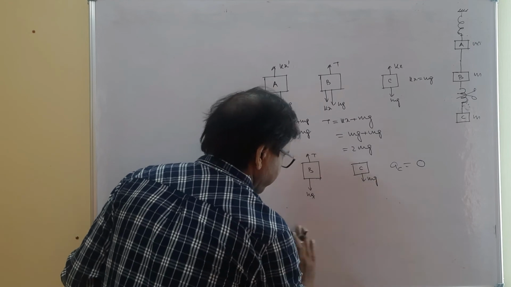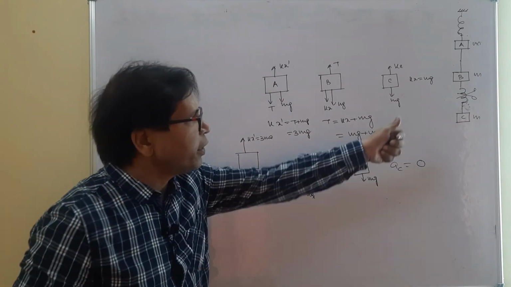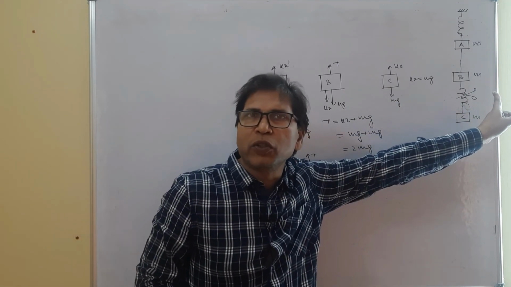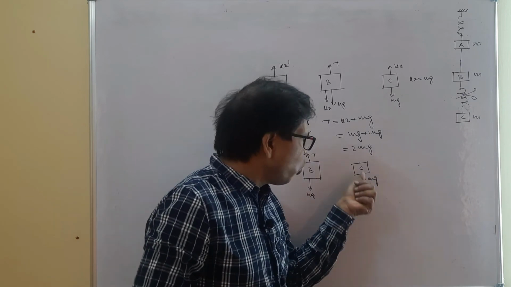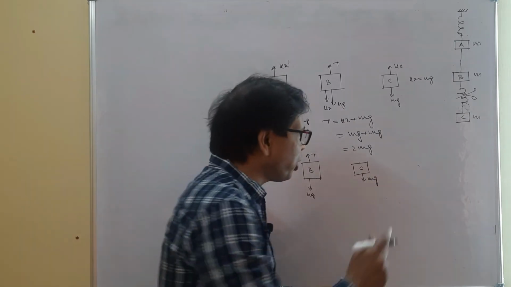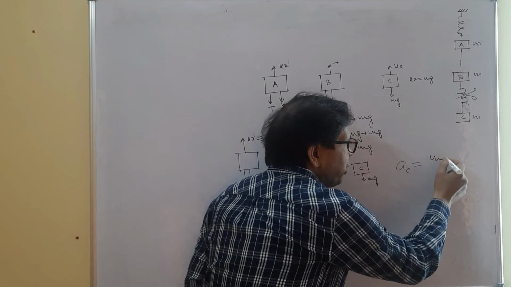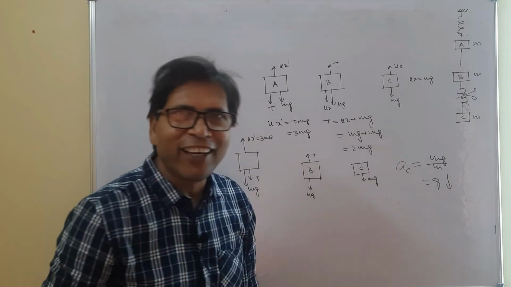Now, what are the forces acting on it? Look at this. When this spring is cut, the spring force remains 0. So what are the forces acting on C? Only mg. So what is the acceleration of it? AC equals mg by m. So this is g in the downward direction.